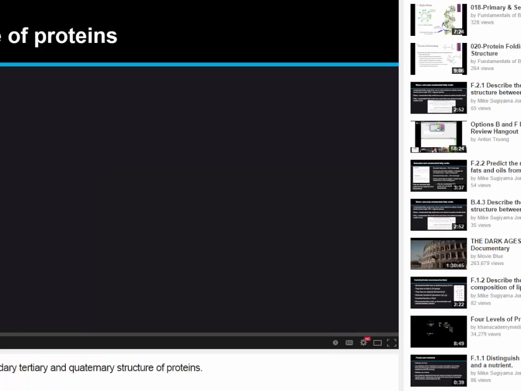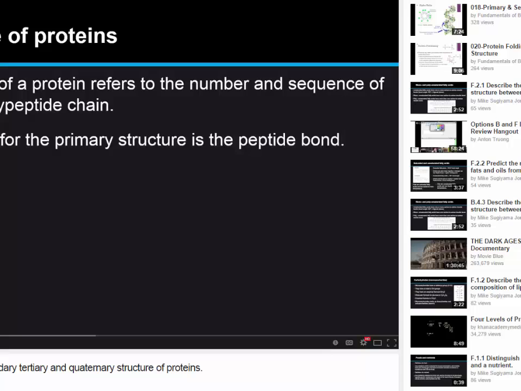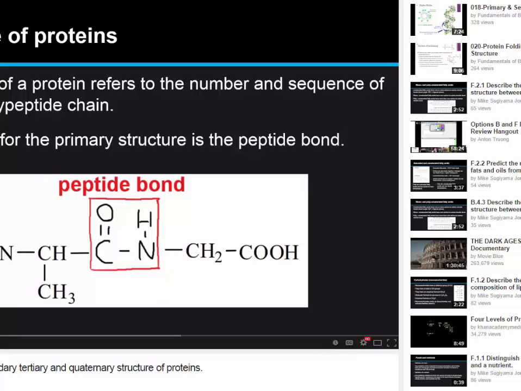In this video, we'll look at the structure of proteins, and we'll start with the primary structure. The primary structure of a protein refers to the number and sequence of amino acids in the polypeptide chain. The bond responsible for the primary structure is the peptide bond. So here we have an example of a dipeptide formed from alanine and glycine, and the bond responsible for joining the two amino acids is the peptide bond.